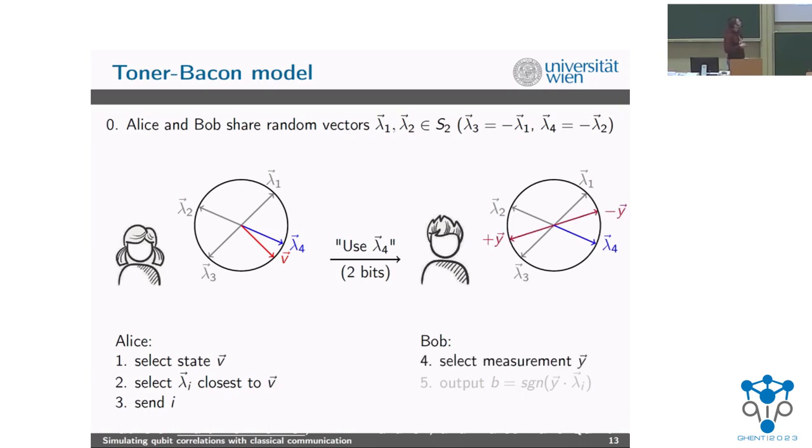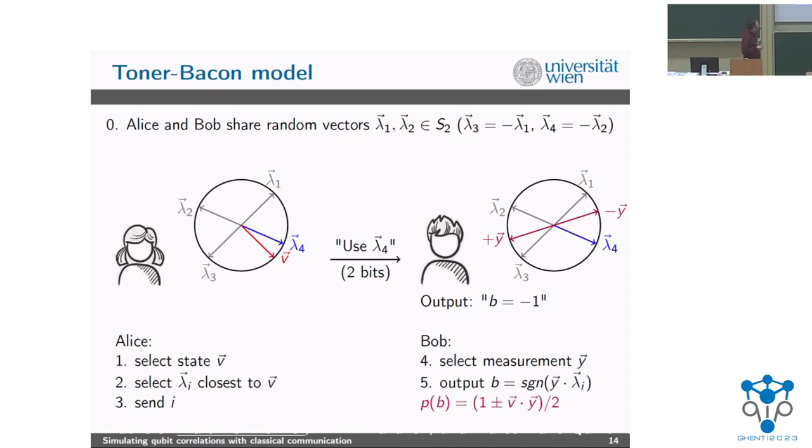Now Bob is informed of that vector. He knows which one to use. He can choose the measurement that he would like to perform on the qubit I want to simulate, and checks if the vector that he got informed of, in that case lambda 4, is closer to the minus or to the plus part of this projective measurement. Then he just outputs whether it's closer to plus or minus. In that case, it would be a -1.